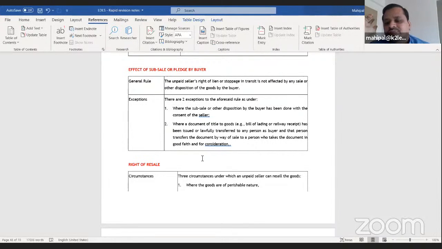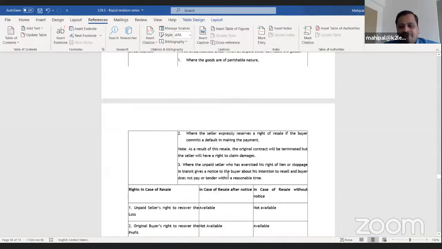So this difference between the right of lien and the right of stoppage is important. Not necessarily, but conceptually, yes. Because unpaid seller is an important question. And under unpaid seller, you have two rights: the right against the goods and the right against the buyer personally. Right of resale.